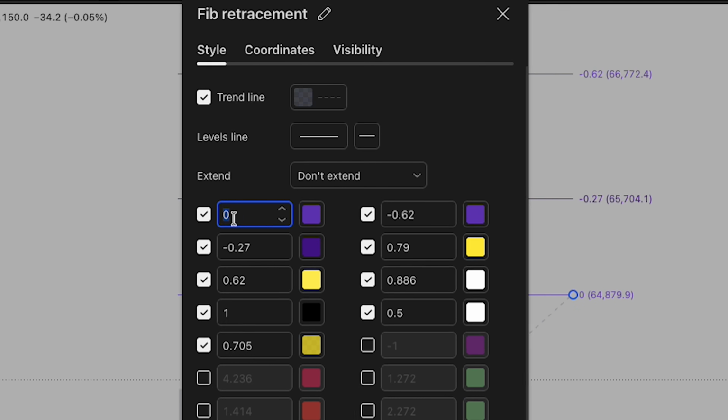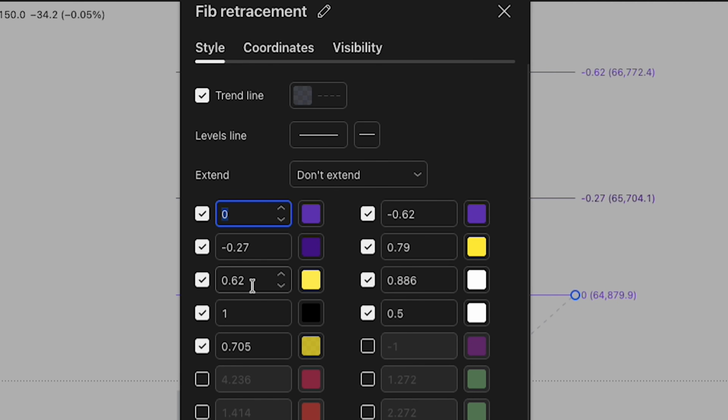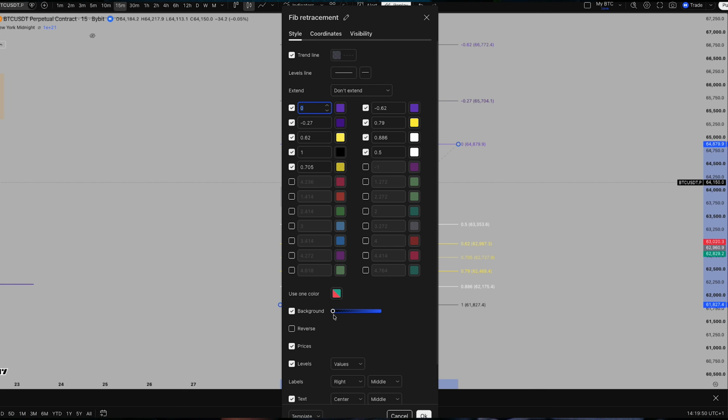You can see I had 0 and 0.62 in Fibonacci. You see 0.618, but I made my own 0.62. So this is the setting I'm using, including the background. I removed the background and all that. So you can use this or use the TradingView default. It's almost the same thing.